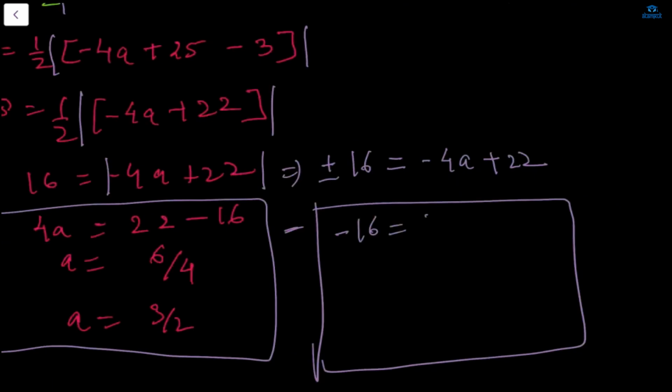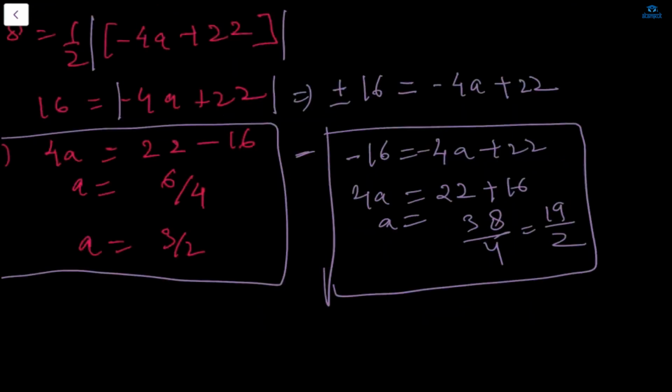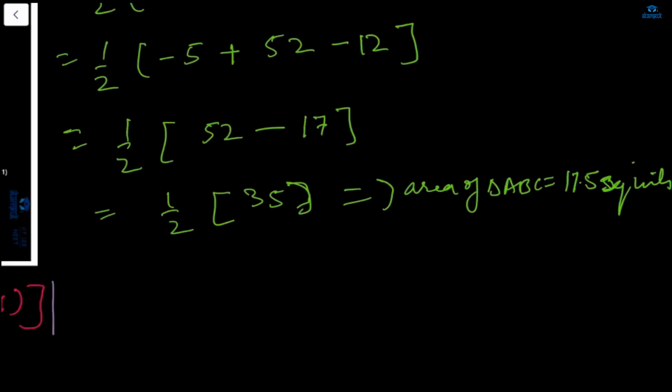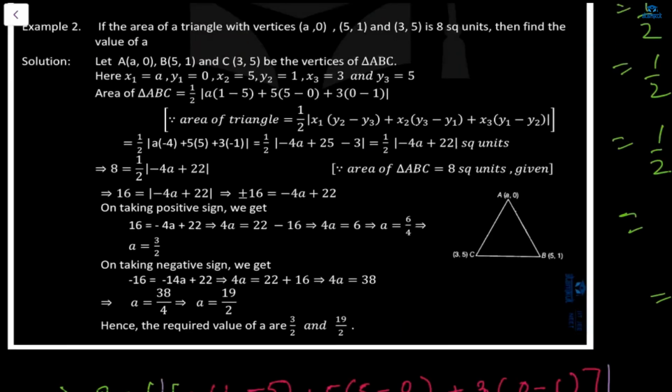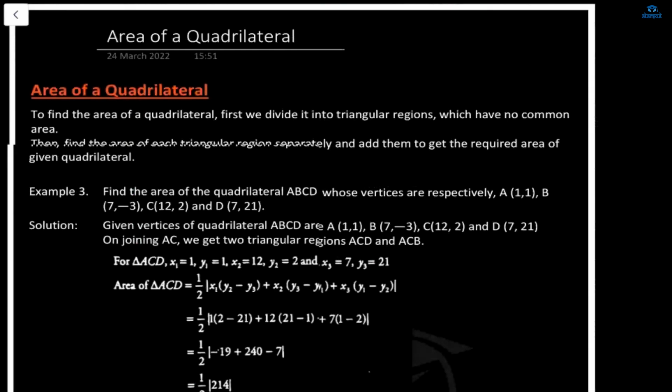This is equal to minus 4a plus 22. So 4a is equal to 22 plus 16. So a value will be what? 38 by 4. So that will give you 19 upon 2. So you have got the two values, that is 3 by 2 and 19 by 2. Okay, understood? And here also you will take the mod only everywhere. But we have got the positive value only, so it is 17.5. Understood? Any doubt? Now, any doubt in the area of the triangle? Rodronian and Safia.